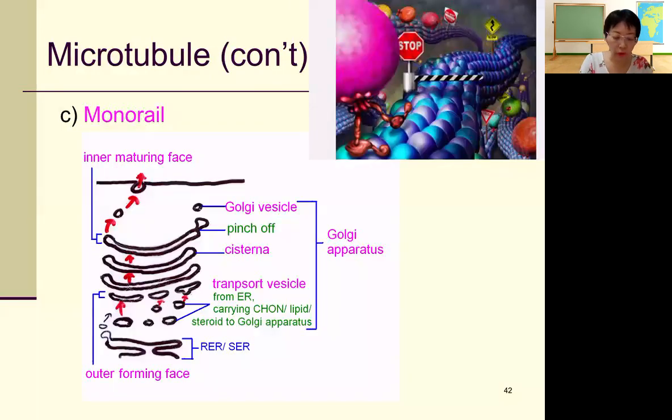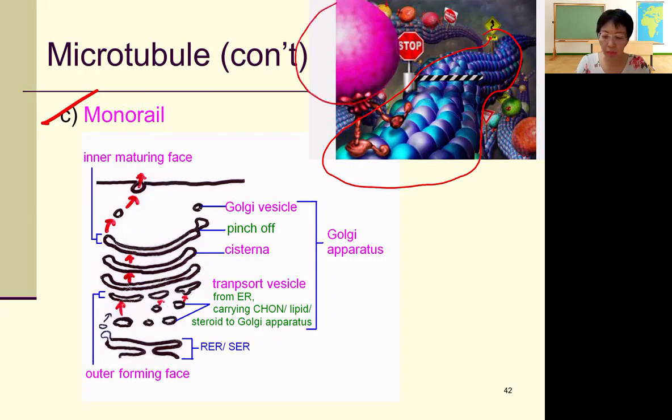The next function is monorail. So we have the microtubule. This one is the microtubule here. Can you see this diagram? This is a microtubule. You can see the tubulin dimer, right? You've got two different colors there. Tubulin dimers. So the microtubule forms the monorail for the organelles to move.